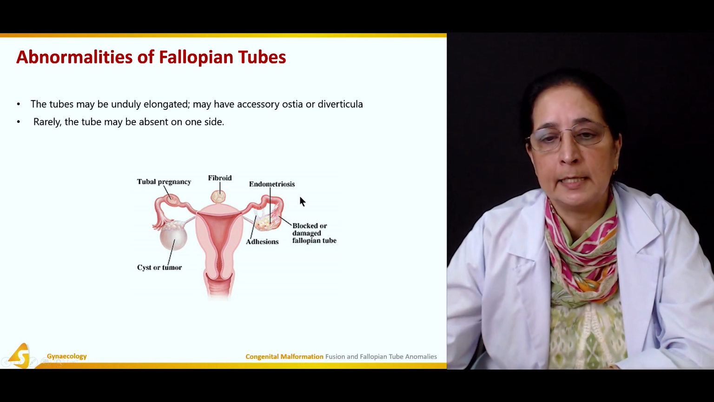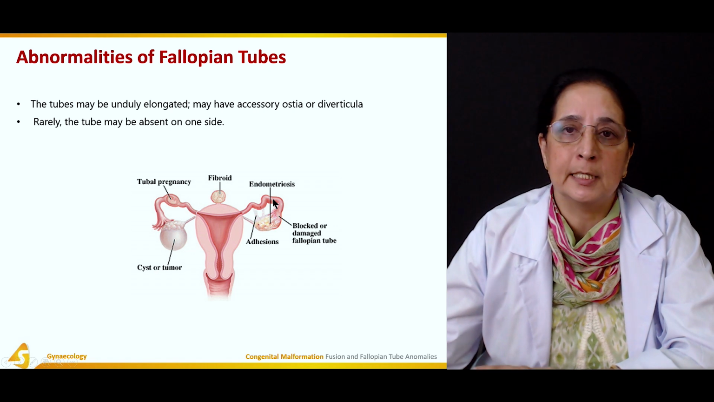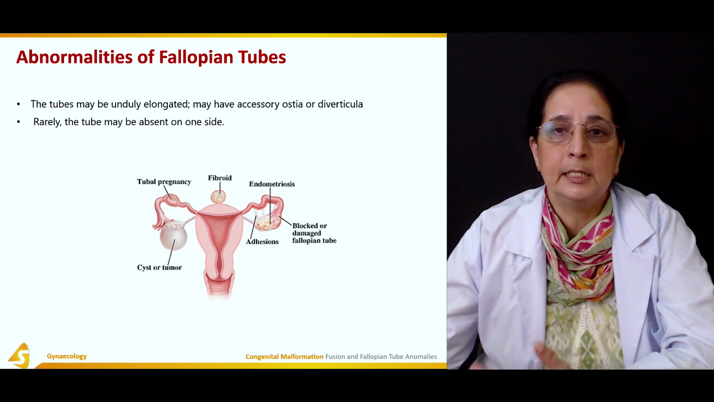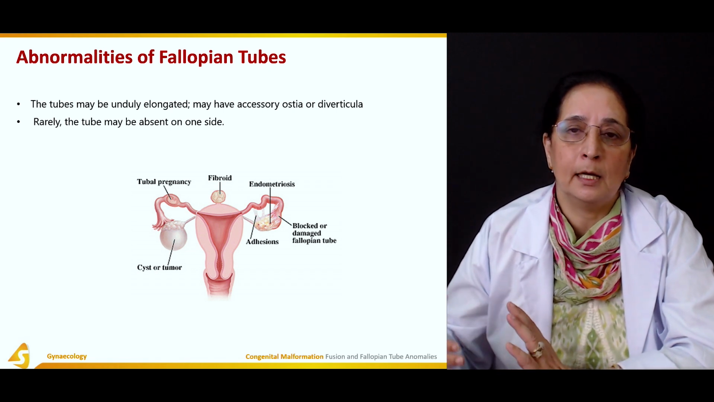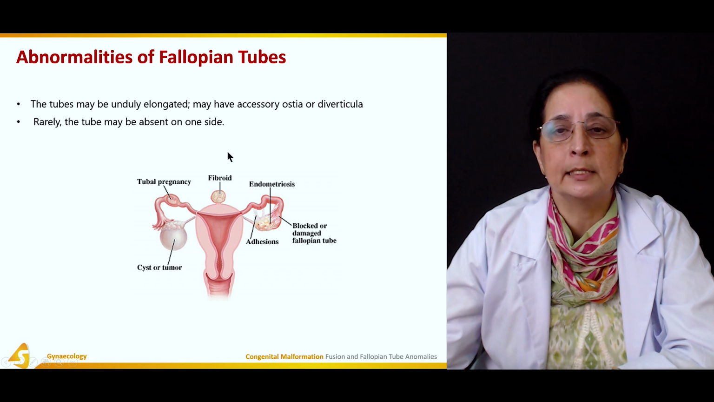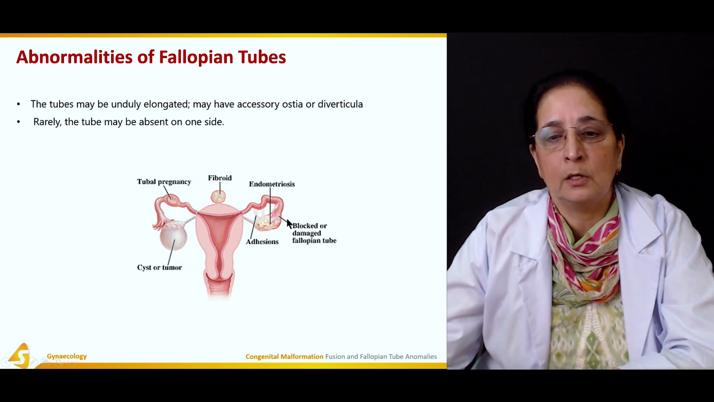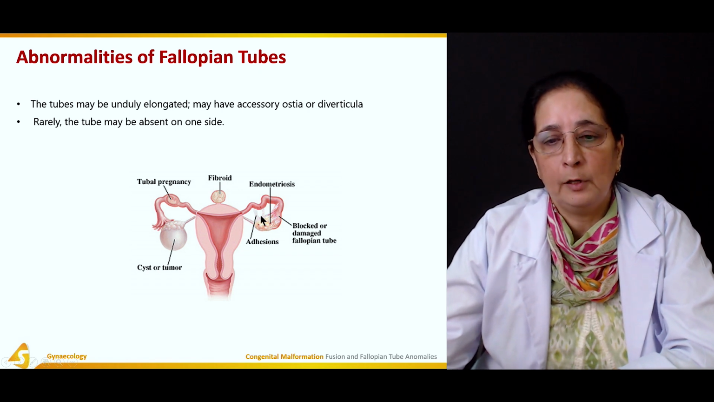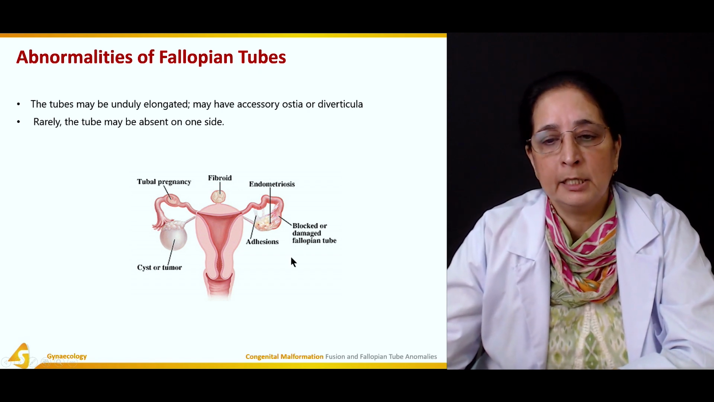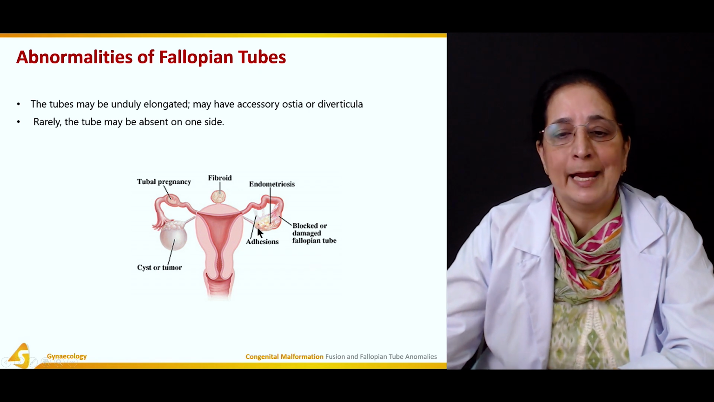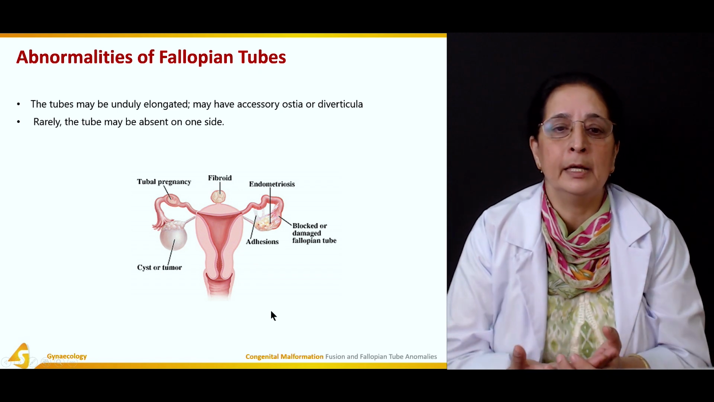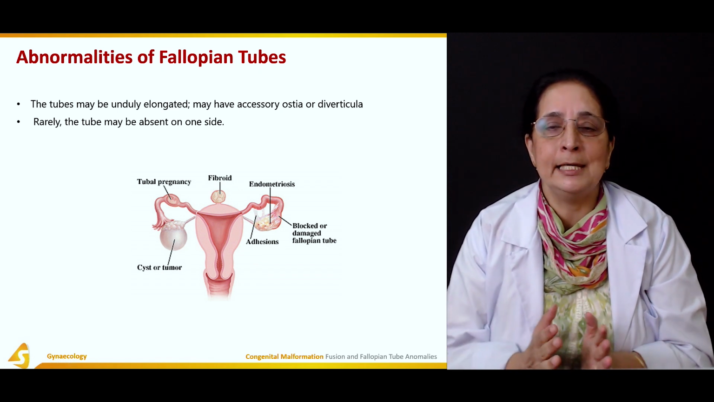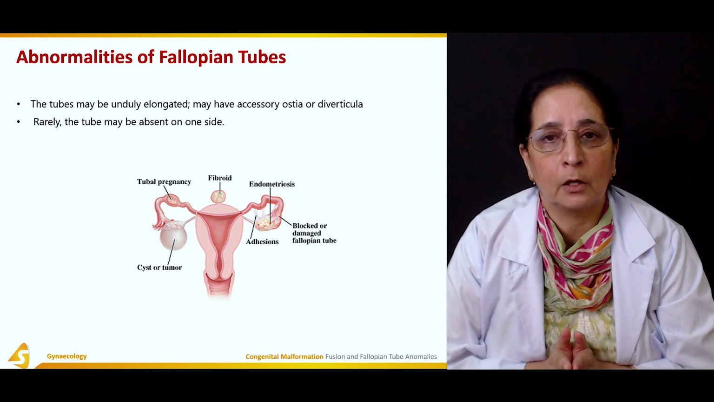Another is endometriosis, sometimes present in the fallopian tube, which is the endometrial lining of the uterus. When it is present outside the uterus, it is known as endometriosis. So it's also another condition or abnormality of the fallopian tube. Blocked or damaged fallopian tube, or there may be adhesions present in the fallopian tubes. All these are the different abnormalities that can lead to infertility also.